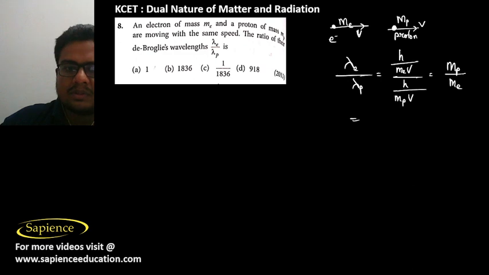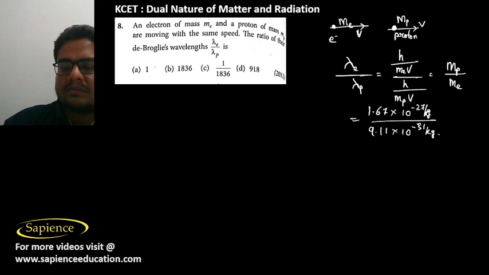This is obviously more than 1. The mass of the proton is 1.67 into 10 power minus 27 kg, divided by the mass of electron, 9.11 into 10 power minus 31 kg. So this is approximately 1836. Option B is the correct answer.